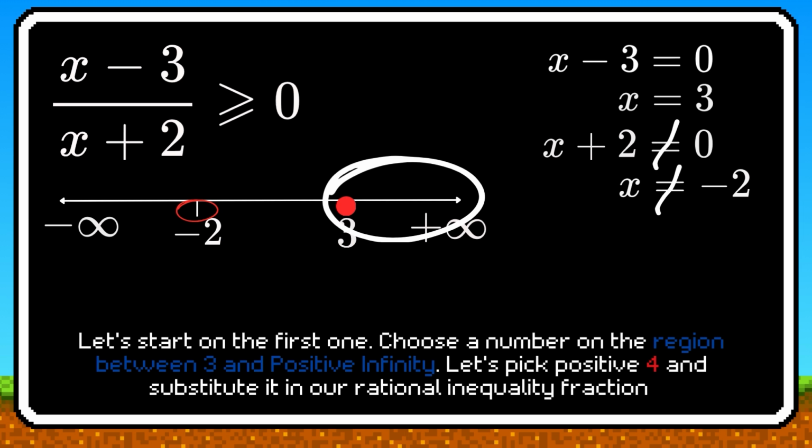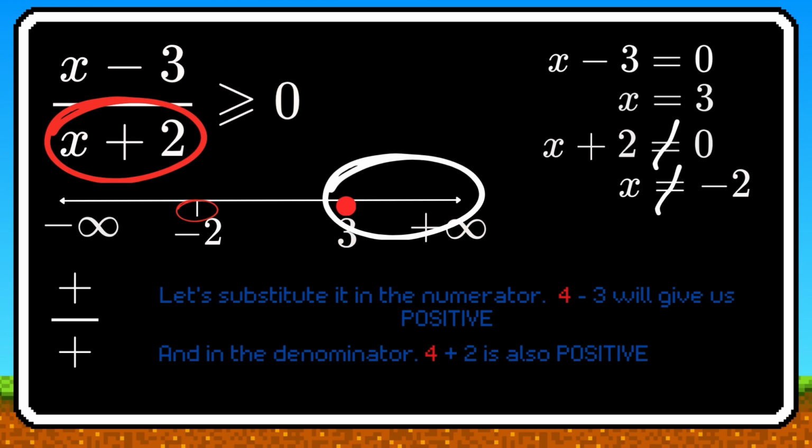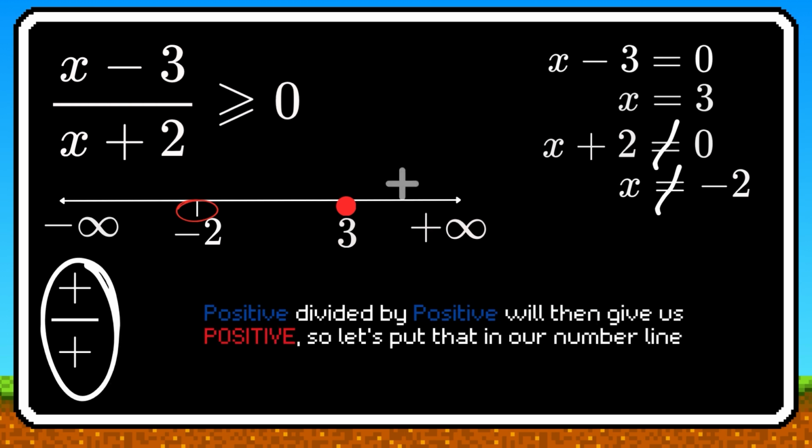Choose a number in the region between 3 and positive infinity. Let's pick positive 4 and substitute it in our rational inequality fraction. Let's substitute it in the numerator. 4 minus 3 will give us positive, and in the denominator, 4 plus 2 is also positive. Positive divided by positive will then give us positive, so let's put that on our number line.